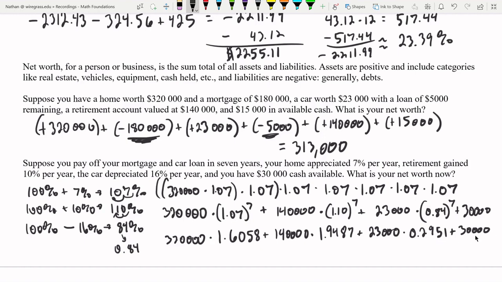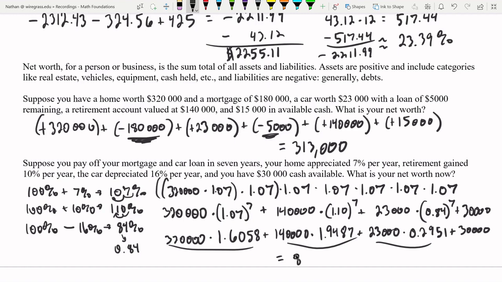And then the 30,000, of course, stays the same. Now, we're not including inflation in this, but inflation doesn't change the dollar amount. It just changes the dollar's value when you use it. Finally, we can just do the multiplication and add up those numbers. So I'm going to do that all in one step. I'm just going to multiply these and add up all of the numbers straight across to get our final net worth value.